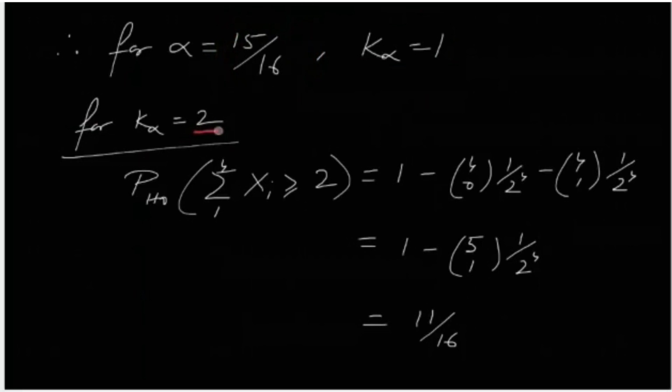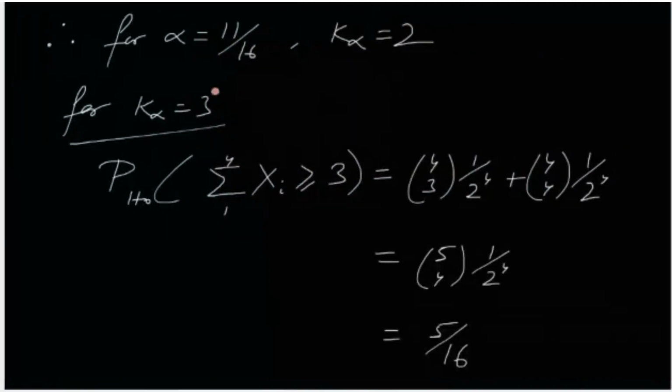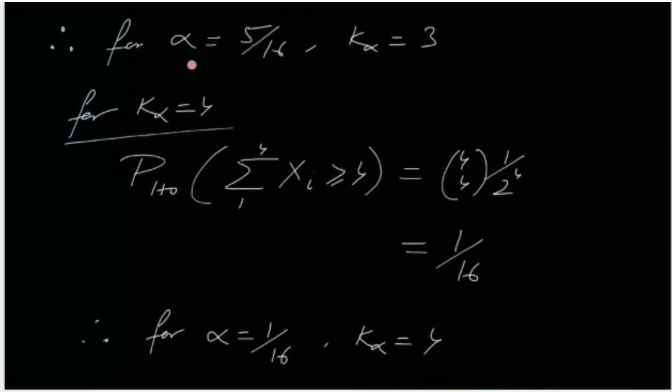For k alpha equal to 2, we again check the probability that summation Xi is greater than or equal to 2, which turns out to be 11 by 16. Therefore for alpha equal to 11 by 16, k alpha equal to 2 should suffice. For k alpha equal to 3, the probability turns out to be 5 by 16, so for alpha equal to 5 by 16, k alpha should be 3. For k alpha equal to 4, the last value, the probability is 1 by 16. Therefore for alpha equal to 1 by 16, k alpha should be 4.